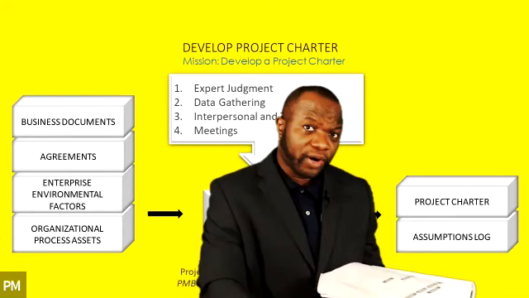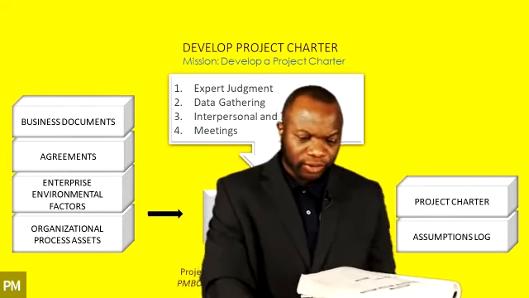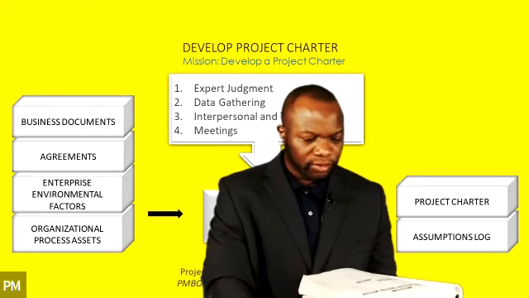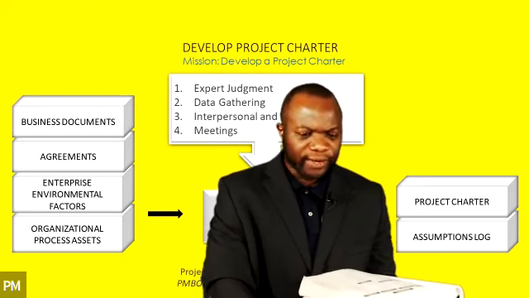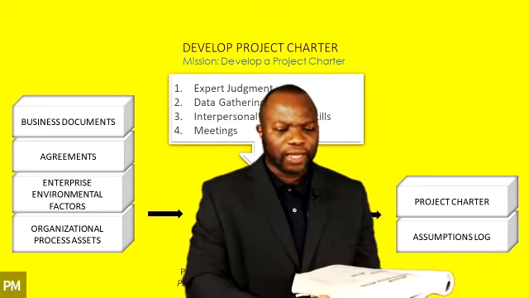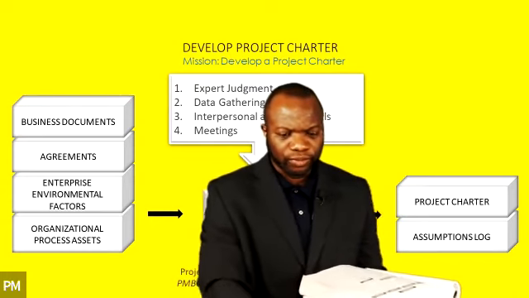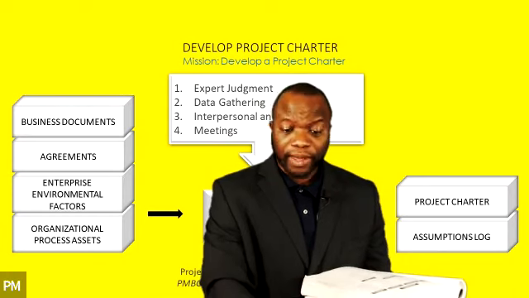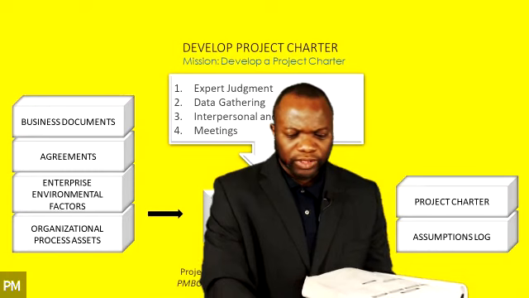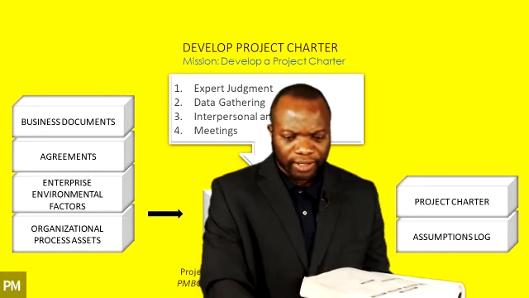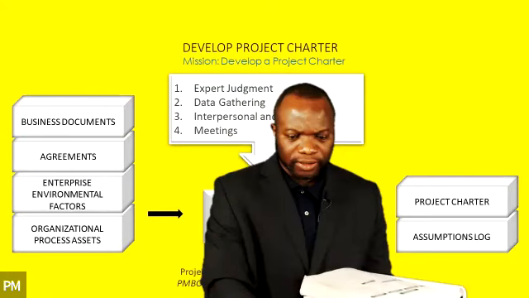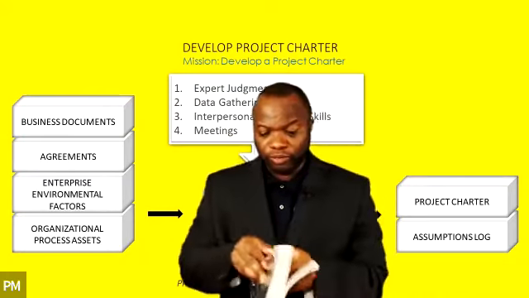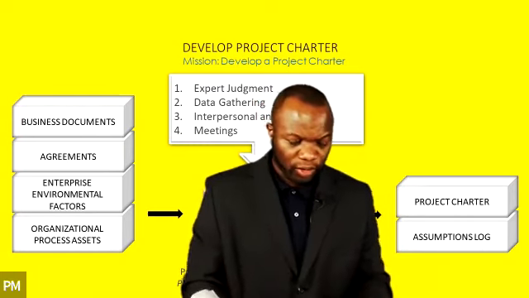Now, for every process, there is a high level, but there is also a lower level of detail that I'm going to show you. And the lower level of detail can be found in the PMBOK Guide as well. We just got to go a layer under. If you open up your book, now you can open up your book to 4.1.